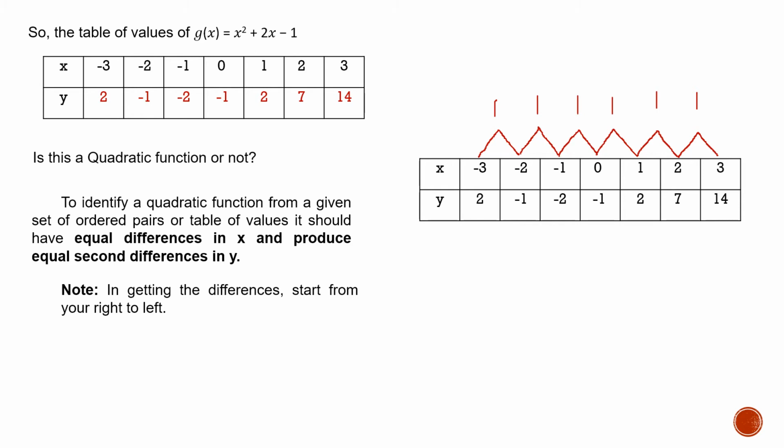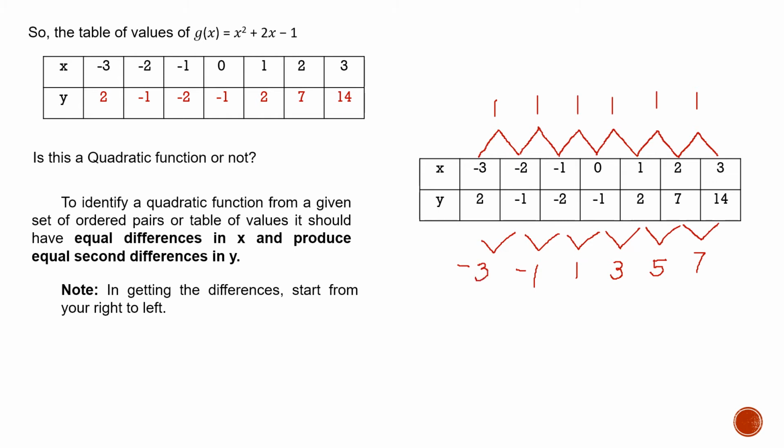Let's first have the first difference in y. So 14 minus 7, 7. 7 minus 2, 5. 2 minus negative 1 is 3. Negative 1 minus negative 2 is positive 1. Negative 2 minus negative 1 is negative 1. Negative 1 minus 2 is negative 3.